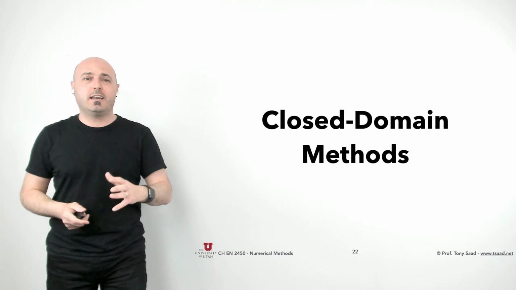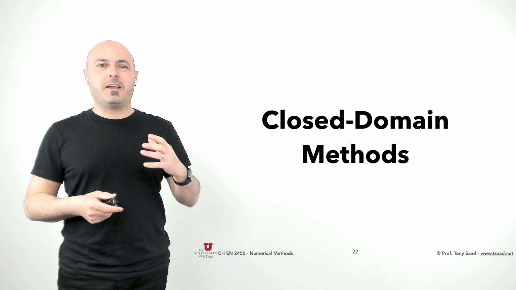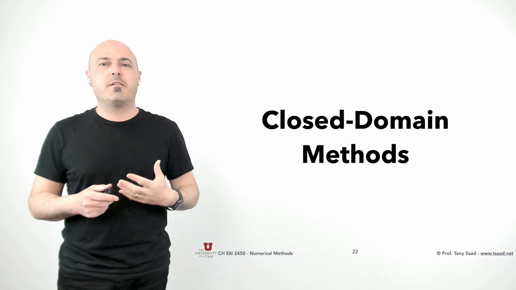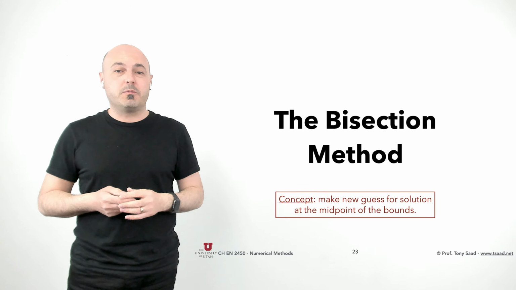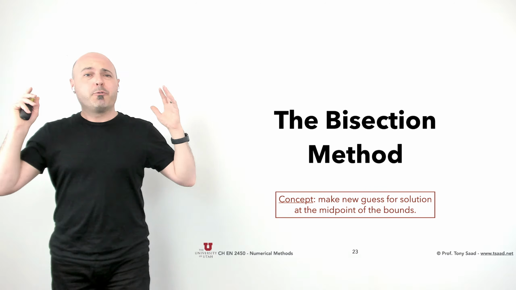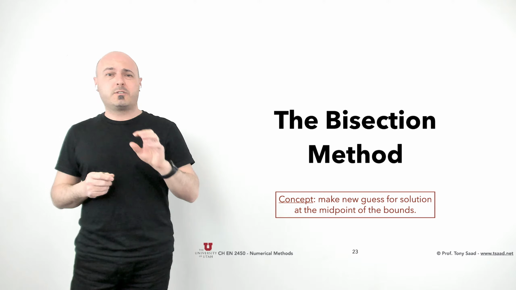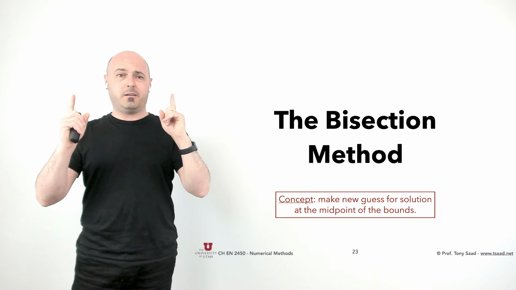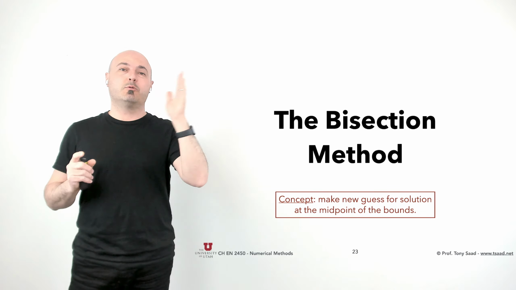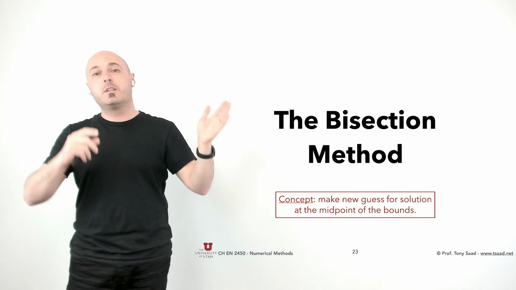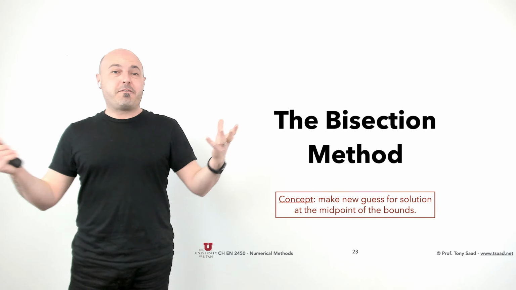Now we can start digging into closed domain methods. They are very simple to comprehend and very intuitive, and we're going to develop a recipe for a closed domain method. We will start with what's called the bisection method. With the bisection method, it's pretty easy. You say, I know there's a root somewhere. I'm going to pick 2 points, A and B, around that root. One point would be to the left of the root, the other point to the right of the root, and we're going to refine that guess.